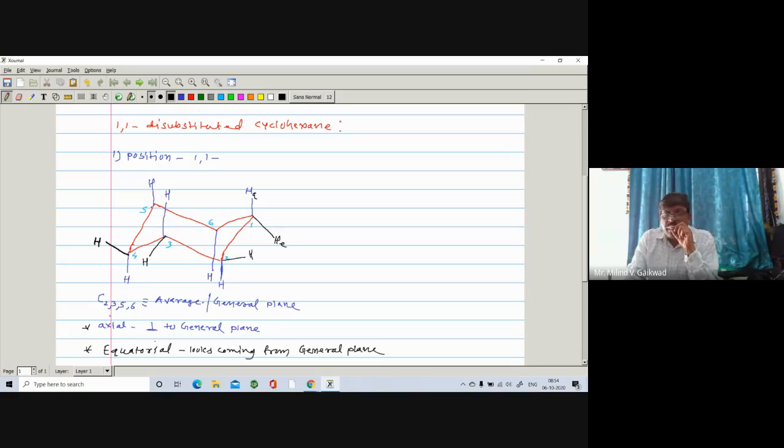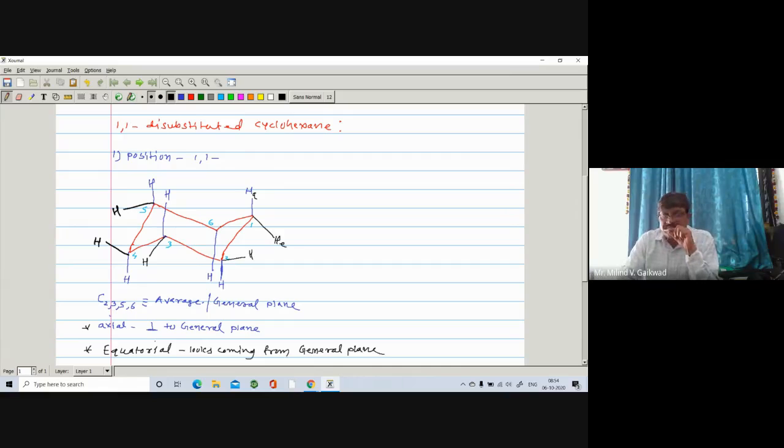Similarly, on carbon number 5, it should be parallel to, 5 4 and 5 6 are the adjacent bonds, and next to those are 1 6 or 3 4. So you can draw a line parallel to 3 4 or 1 6. Why? Because both are parallel. So I will draw a line parallel to 3 4, right? So this is your 3 4. In this way you have to draw the axial and equatorial bond on carbon number 5.